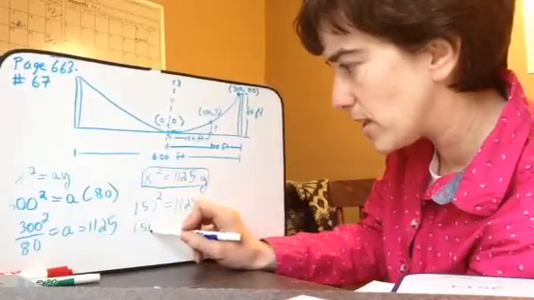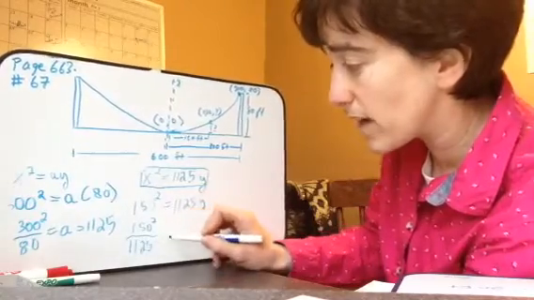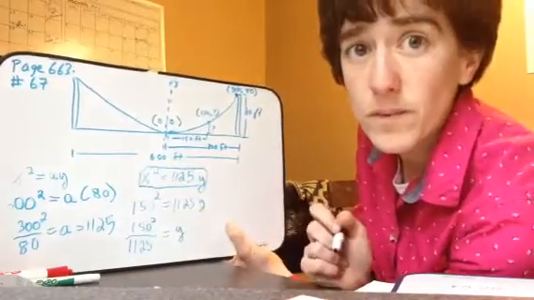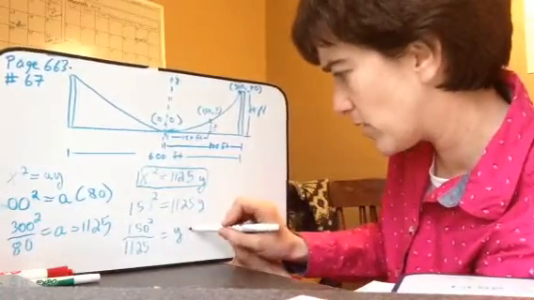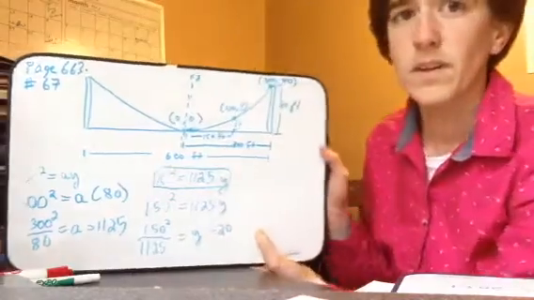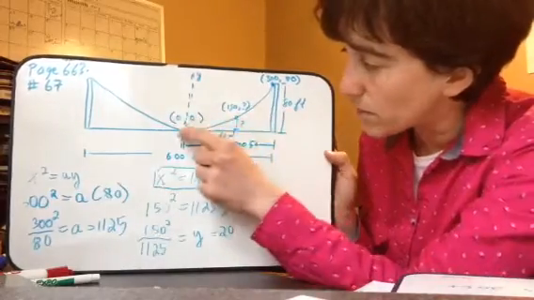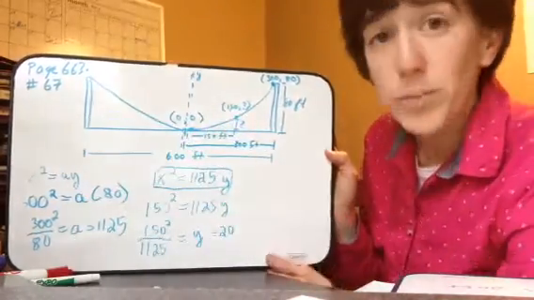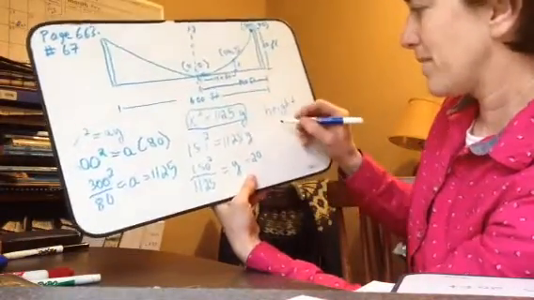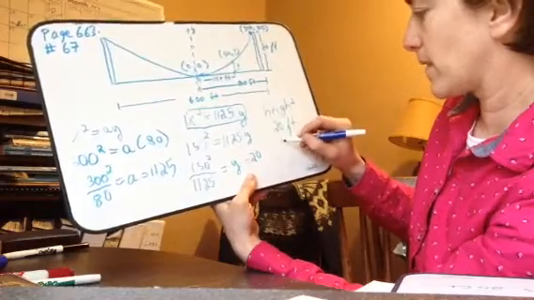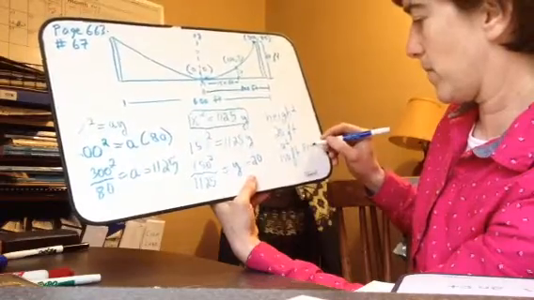So if I take 150 squared and divide it by 1,125, I'll be able to find y, which, if you do that with your calculator, will come out to a value of 20. Therefore, the height of the cable at 150 feet from my midpoint on the bridge will be 20 feet. The height is 20 feet at 150 feet from the middle.